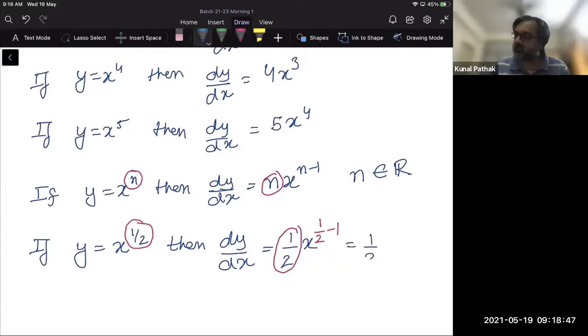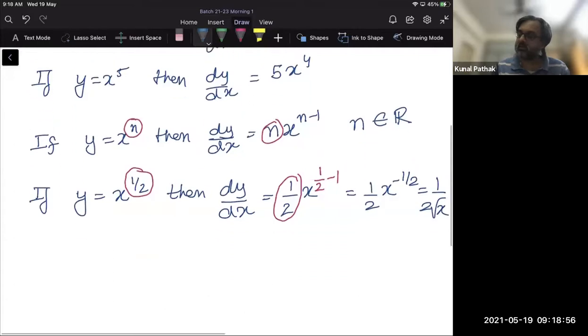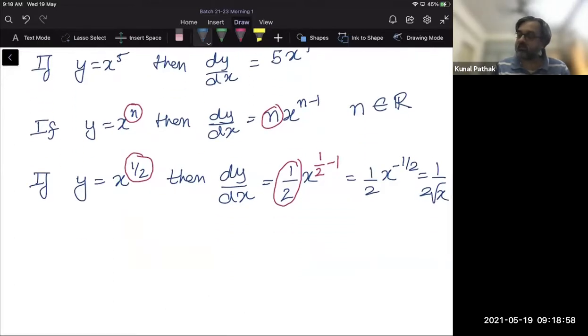So this will be equal to half x raised to the power minus 1 by 2, which is equal to 1 by 2 root x. This is something which you guys have to remember. If the value of y is root x, then its slope will be 1 over 2 root x.